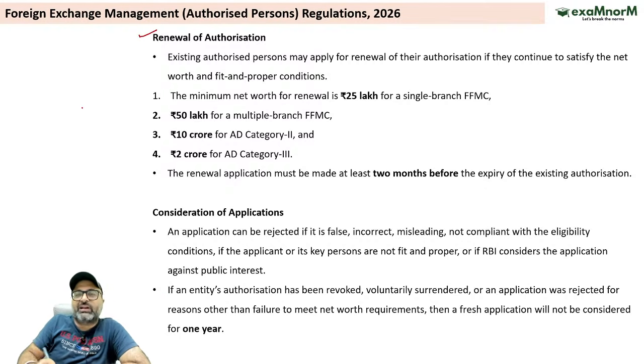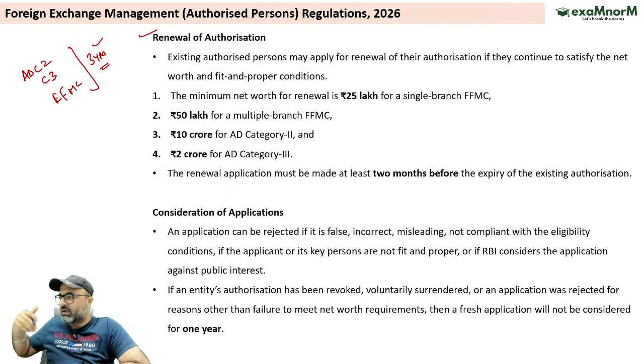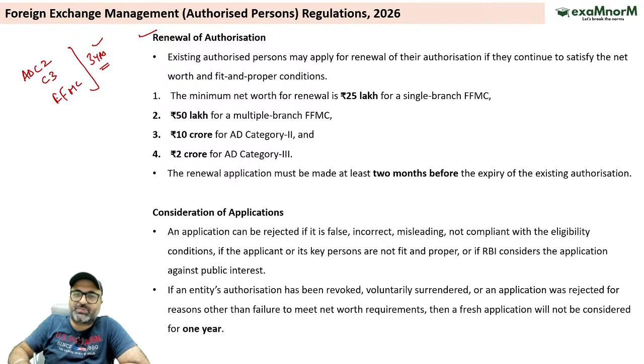If you are coming for renewal, for example, you have received authorized dealer category 2 or category 3 or maybe FFMC. You may have received FFMC permission from RBI, or authorization from RBI, for, let's say, 3 years. अब 3 years are completing. Now you will be reaching to RBI to renew it. And in case of renewal, there are further conditions. पहली तो वही है, fit and proper वाली condition fulfill होनी चाहिए.